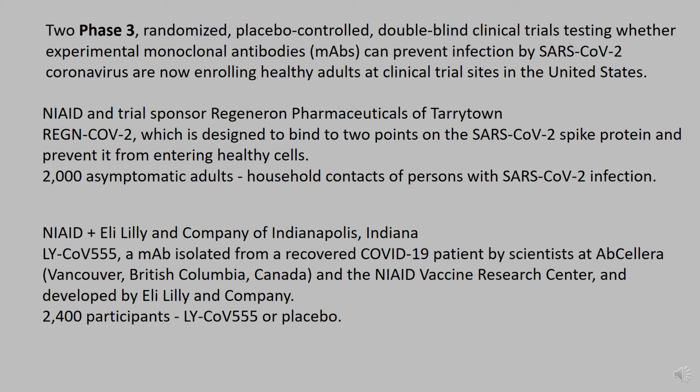There are two companies that are currently in phase 3 trials that are enrolling patients to determine whether experimental monoclonal antibodies can prevent infection from SARS coronavirus 2, and they're enrolling healthy adults. So one is the company that I just talked about, Regeneron, together with the NIH. They are trying to determine in a larger number of adults, so over 2,000 asymptomatic adults, and these are household contacts of people who have active SARS coronavirus 2 infection, to see whether the monoclonal antibodies can actually prevent infection.